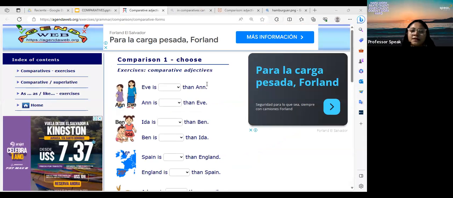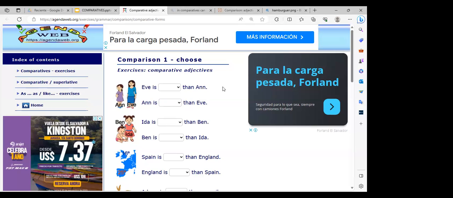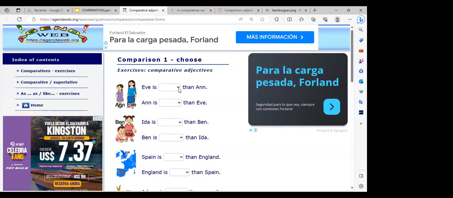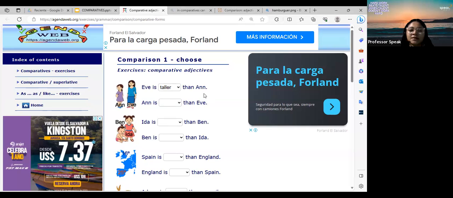Okay. In this one, we have to select the correct form, either short or tall. In this picture, we're going to find the answer. Can you tell me, let's see. Fatima, help me with number one. Eve is taller than Anna. Taller than Anna. Very good, thank you. Dania, continue with number two.